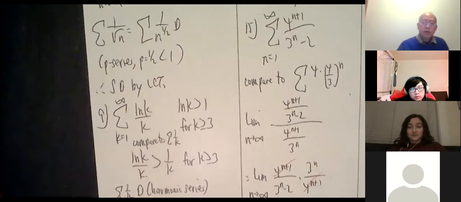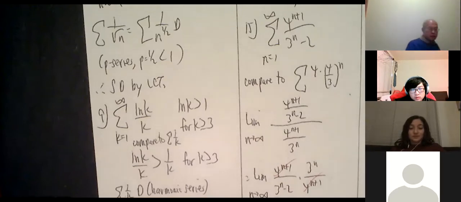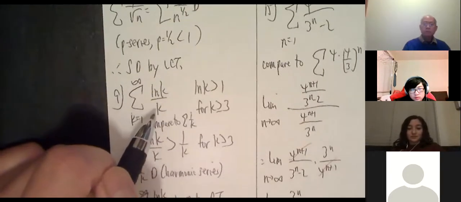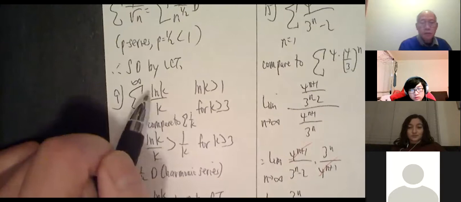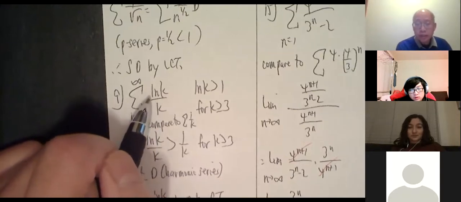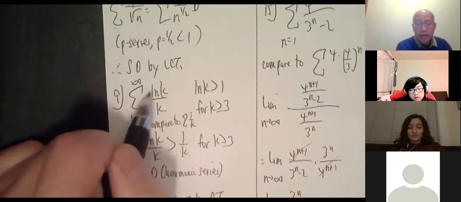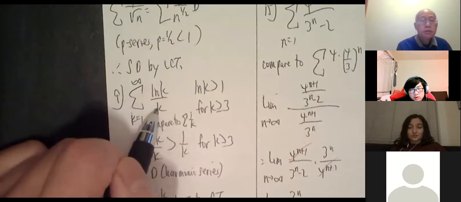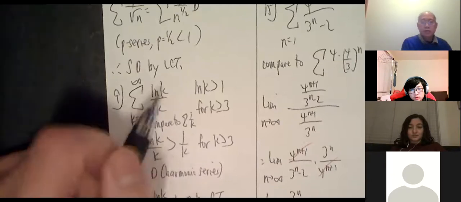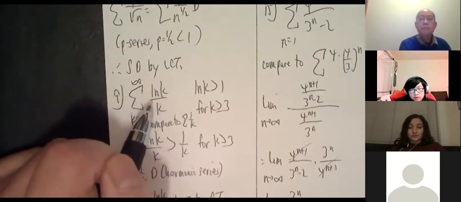Okay, I haven't done a whole lot of comparison tests yet. So is there a comparison test? Number 9, yeah, it matches this one: summation ln k over k. Oh, by the way, you could do this by the integral test. That's integrable, right? If I had ln x divided by x, I could do a u substitution. But we probably don't want to do the integral test. Is there something better?